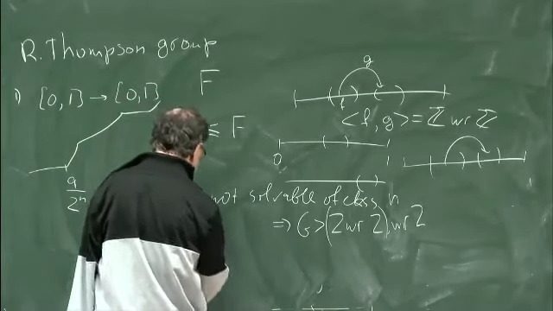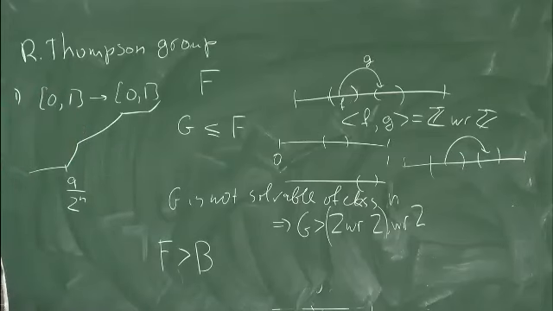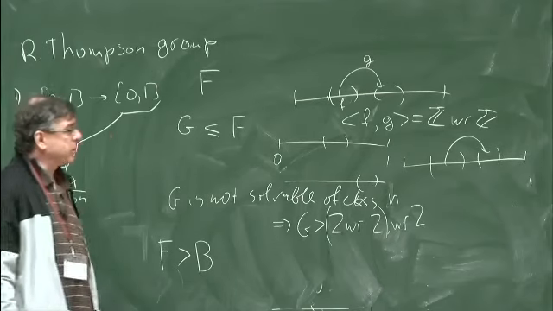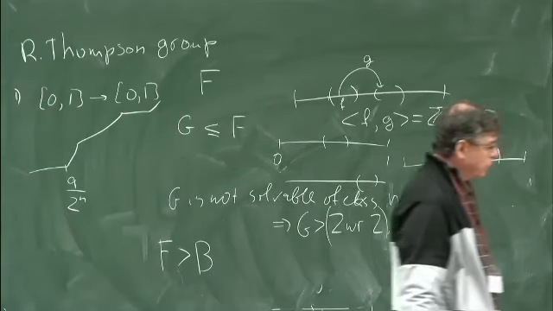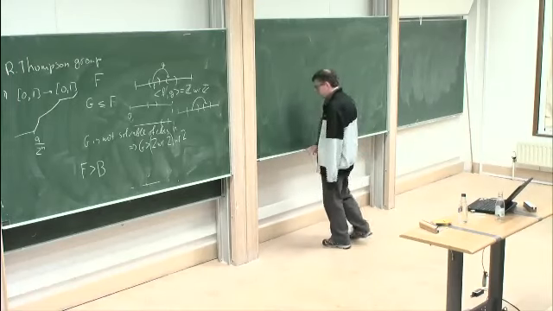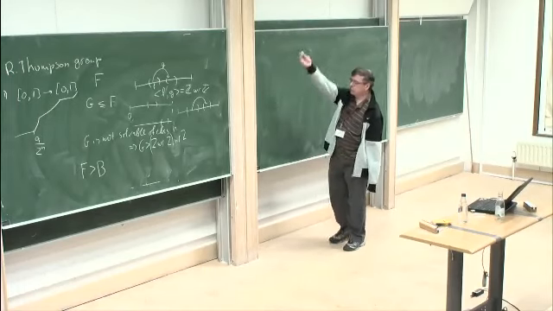This group, let's call it B. It was first noticed by Matt Brin. This group is what is called amenable. Now, amenability is the main object of this talk. So let me introduce what it is.